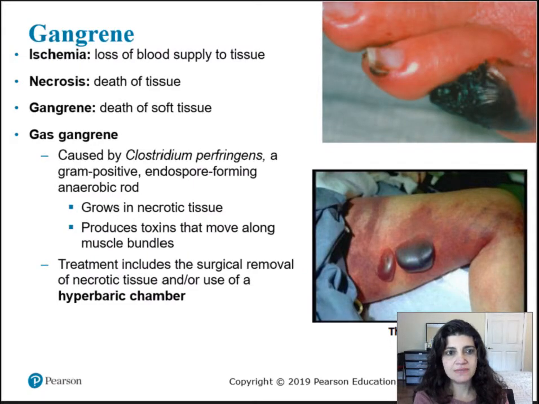Okay, next one, gas gangrene. Gangrene, the meaning of the word, is death of soft tissue, versus necrosis, which is a general name for death of tissue. Okay, so what causes the death of soft tissue? It's the low influx of blood to that tissue, so the blood is sending oxygen and nutrients. When there is loss of that blood, you can have gangrene. Okay, so how does that happen?